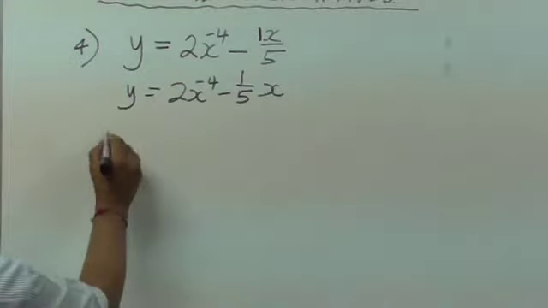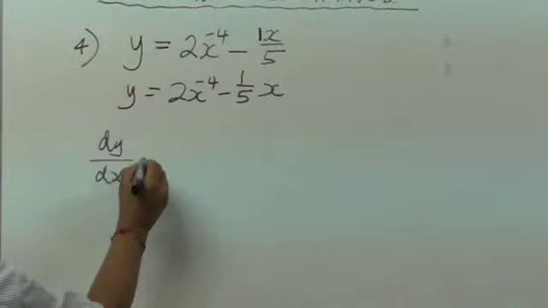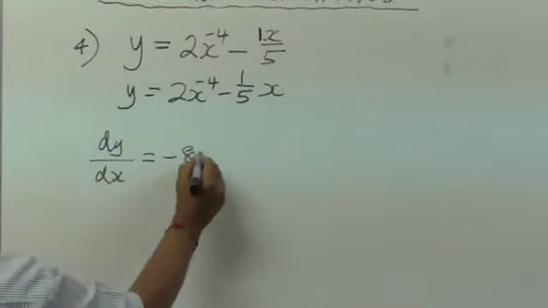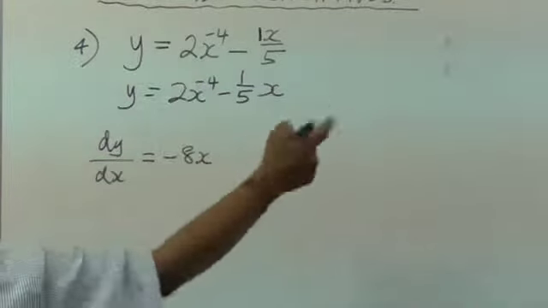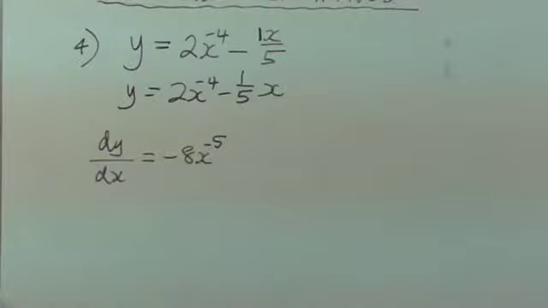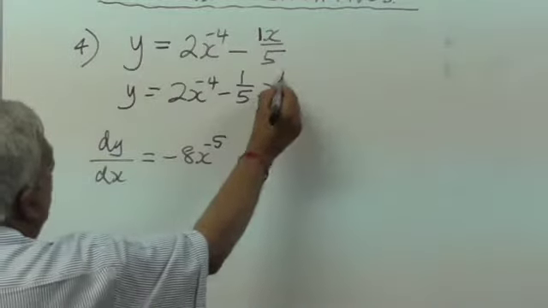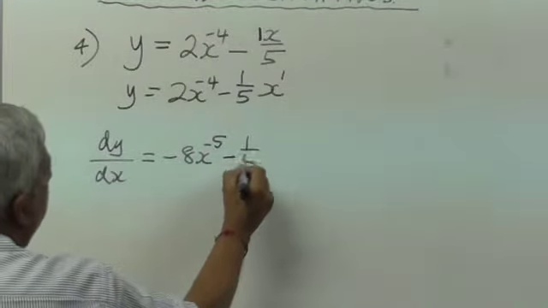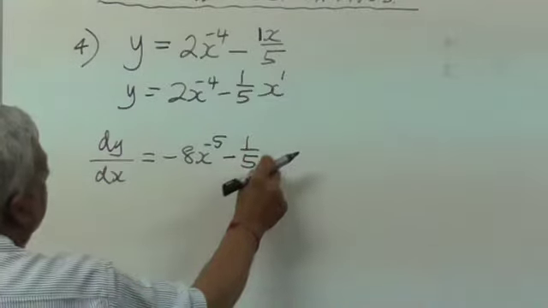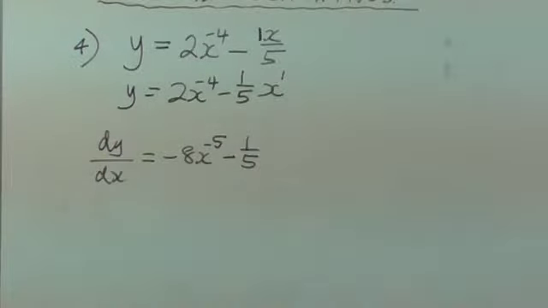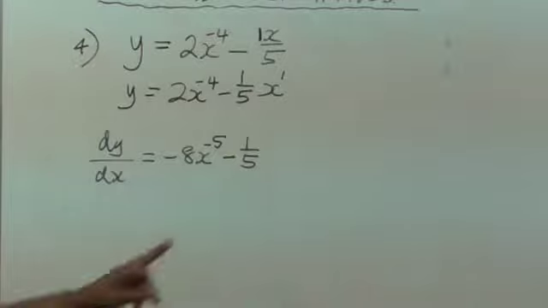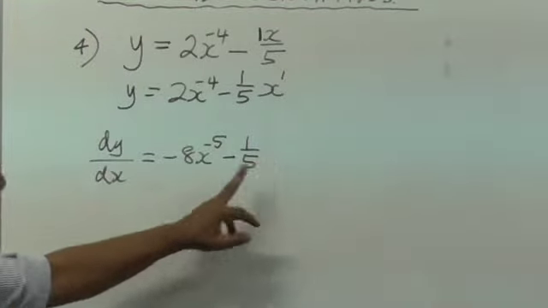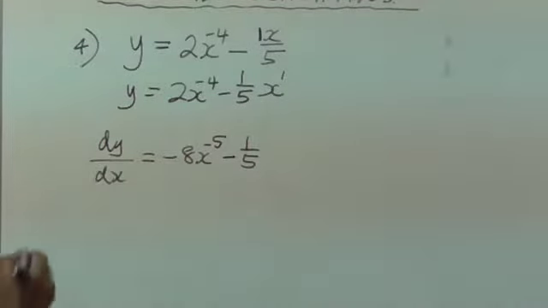So now you can find the answer. dy by dx is equal to negative 8x to the minus 4 minus 1. Put it in your calculator, minus 5. Now this 1 times that will give you minus 1/5. And if I write down x here, x to the 1 minus 1 will give me x to the 0. I can ignore x to the 0. So that is the final answer.